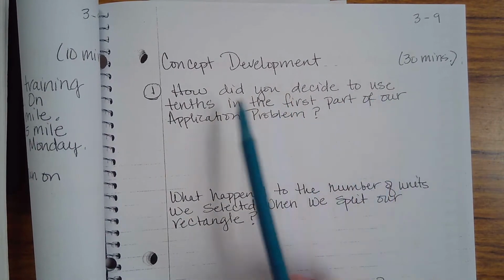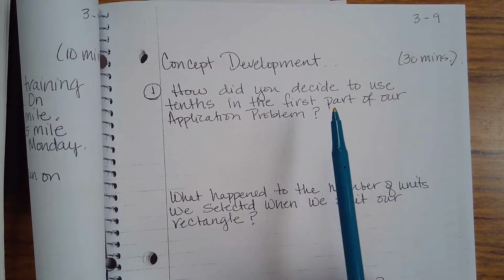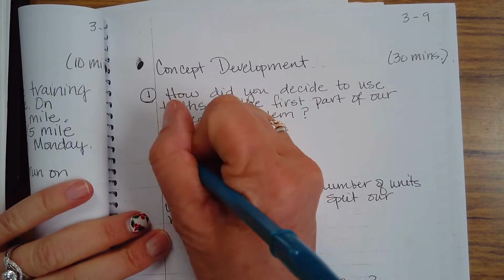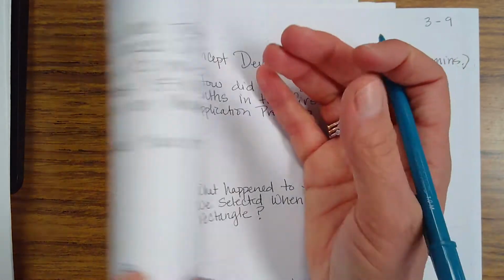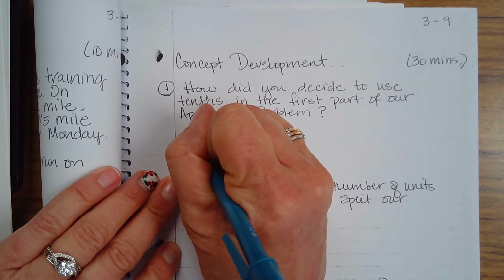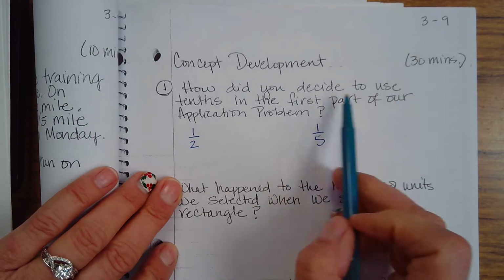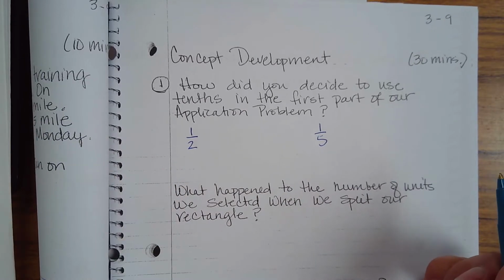How did you decide to use tenths in the first part of our application problem? So in the first part of the application problem, remember when we had 1/2 and 1/5? So 1/2 and then we had 1/5. So it's asking you, how did you decide to use the tenths in the first part of the application problem?